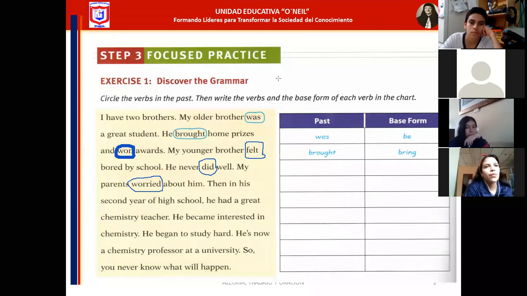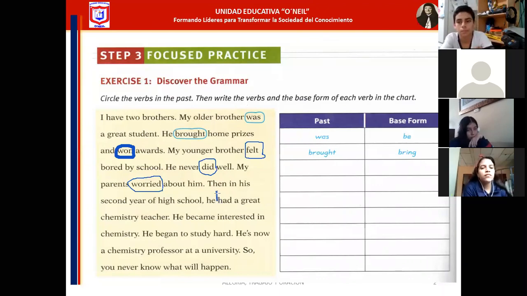Miss, no me acuerdo. Ya, igual tenían que revisar el cuadro de los irregular verbs que ya vimos la semana anterior, ¿ok? Igual aquí estamos para ir recordando. Voy a señalar porque no sé dónde se me fue el lapicito. Okay, I had. This is the verb.